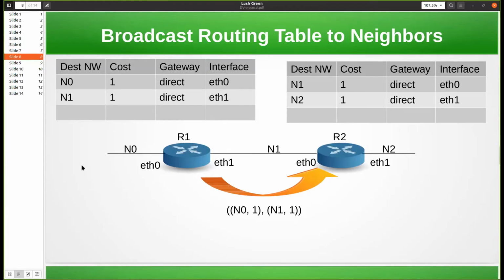So if you see here what is happening, R1 is advertising its routing table entries to R2. The network IDs are N0 and N1, and the distances to them are 1 each. Those are the only entries in the routing table, so it advertises all of its routing table to R2. Let's go to the next slide.